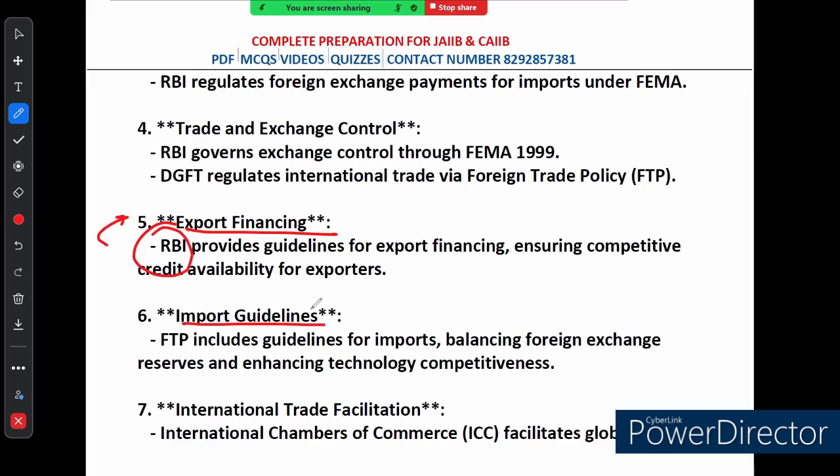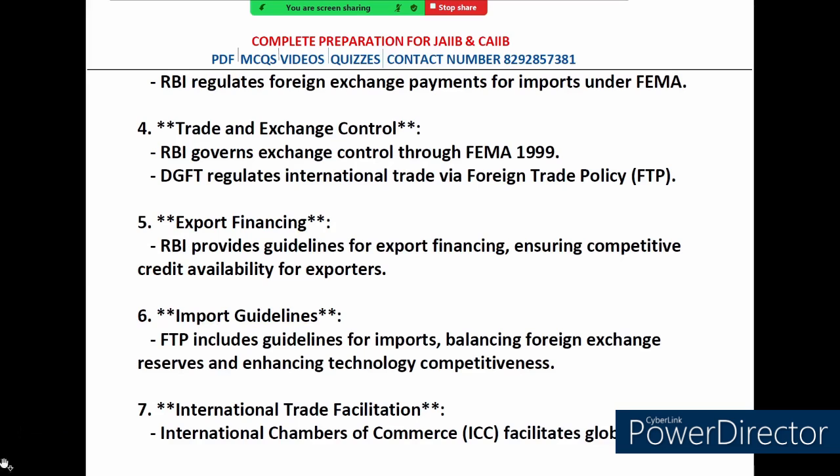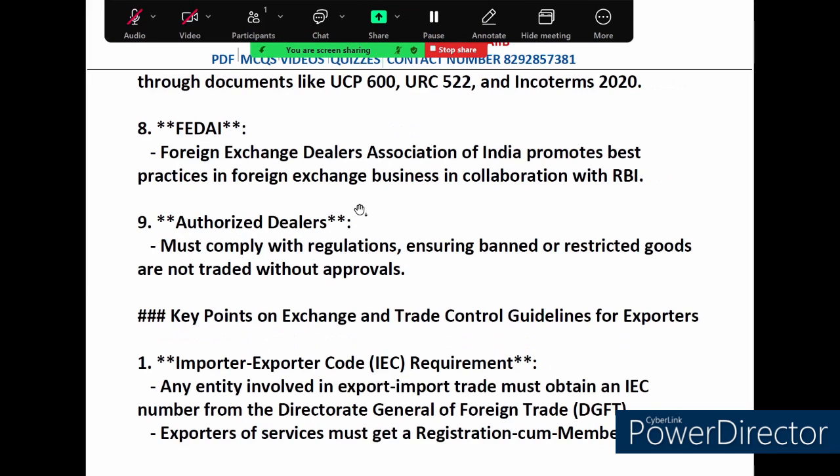Now let's talk about import guidelines. Import guidelines are also very crucial. The DGFT policy ensures that imports don't harm the economy. Plus, to make international trade smoother, there are organizations like ICC, the International Chamber of Commerce. It provides guidelines like UCP 600 and Incoterms 2020, which standardize global trade. So this is just the introduction part. I am providing you a glimpse of all the things we are going to cover in this particular unit.